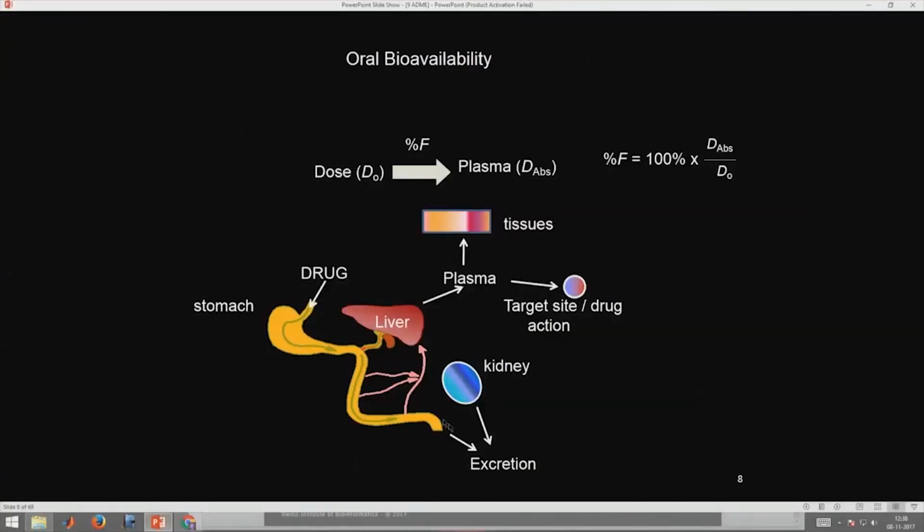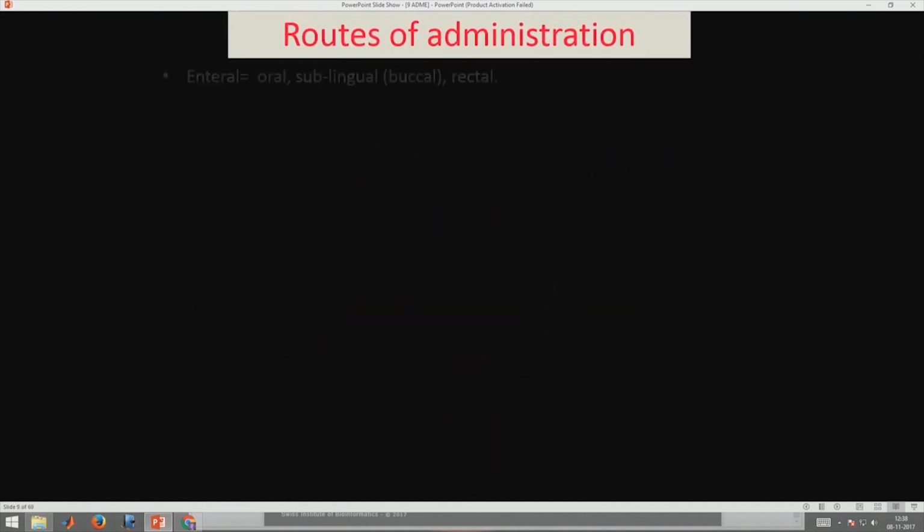As I mentioned, the drug comes in and travels, it gets absorbed, the liver degrades some, whatever is not absorbed goes as excretion, and from the kidney there is also excretion. From the liver it goes to plasma, gets absorbed in tissues and finally reaches the target site. So this concentration ratio multiplied by 100 is called oral bioavailability and is denoted as F. This is a very important parameter to understand. When we talk about absorption, there are many routes for administration of the drug.